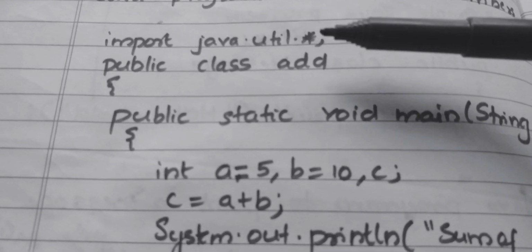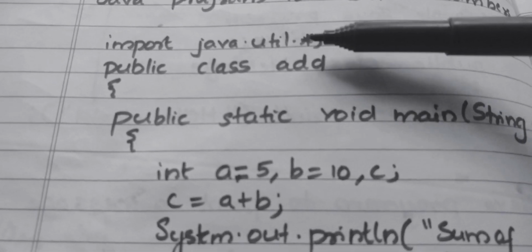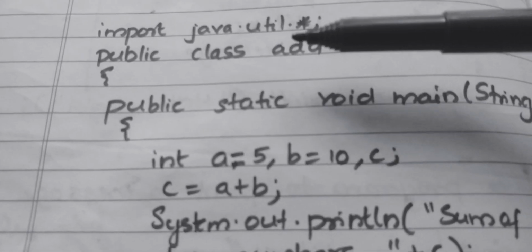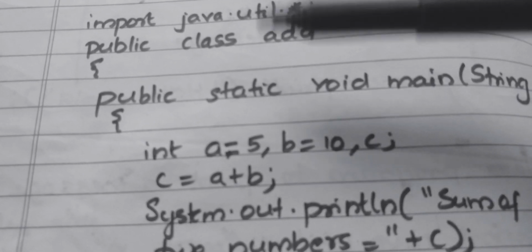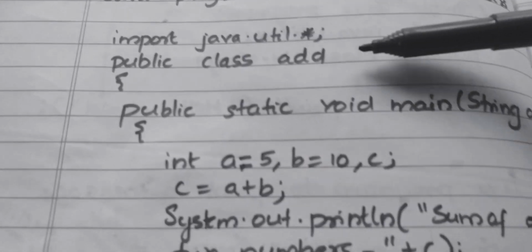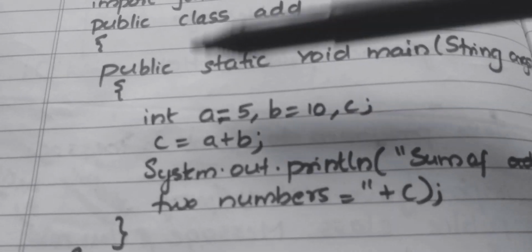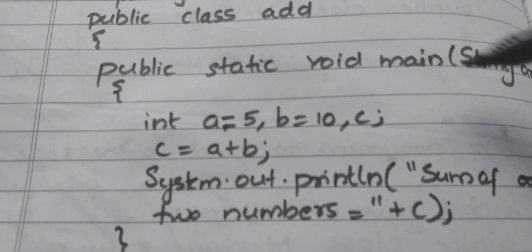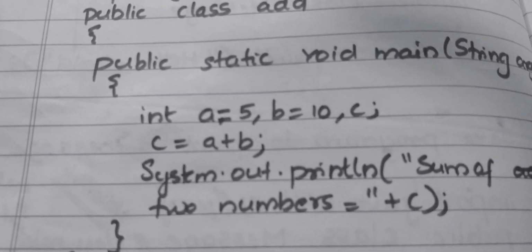So our program begins here with a package import java.util.*. Then what is the next thing? Our class name, isn't it? That is public class Add. Give a suitable name for the class. Then opening of class. Then our main method: public static void main(String[] args). Then open our main method.